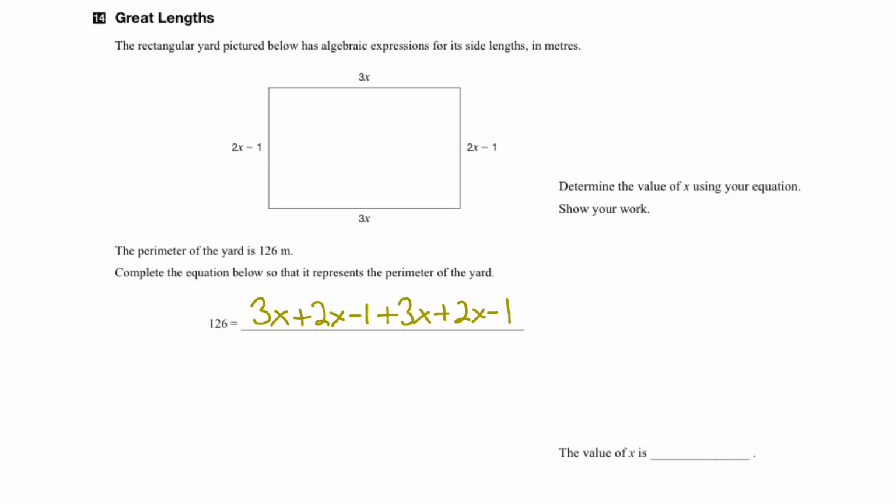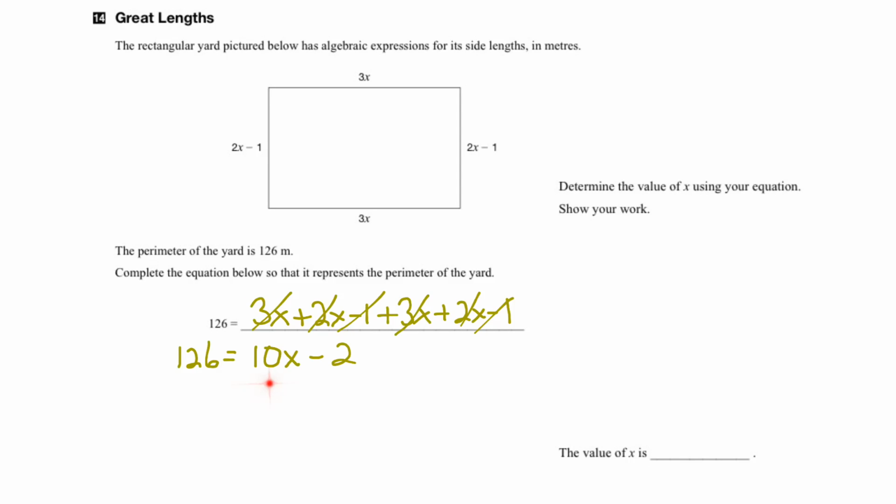Okay, so let's simplify this equation. 126 equals, we can collect like terms, so we'll look at the x terms. There's 3x plus 2x plus 3x plus 2x. If we add all those up together, we have 3, 4, 5, 6, 7, 8, 9, 10 x's. Then we look at the remaining terms. We're left with negative 1 minus 1, which is negative 2. So we've used up all the terms.